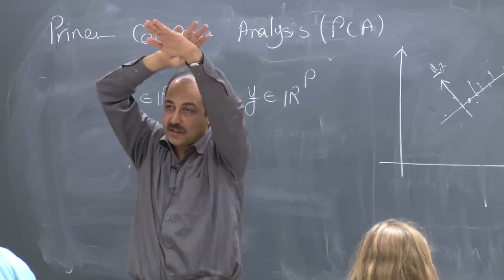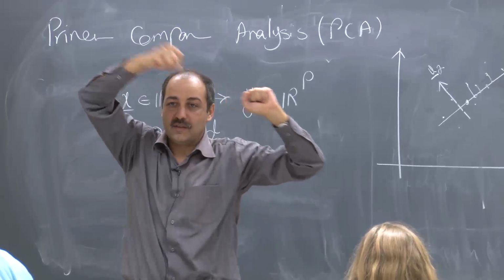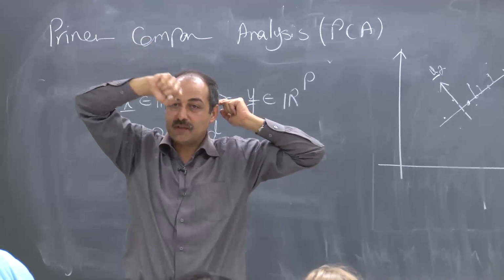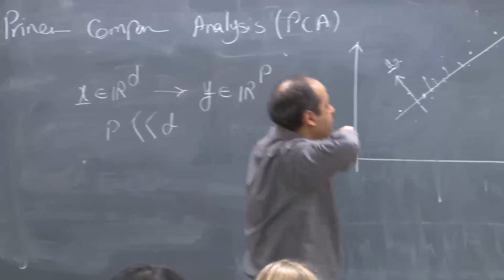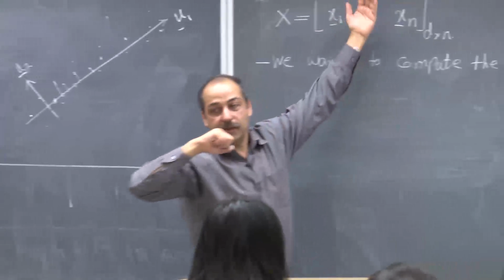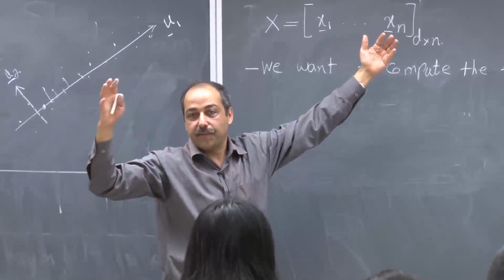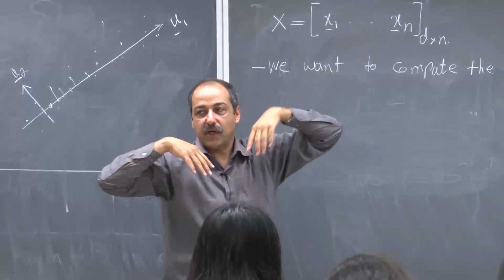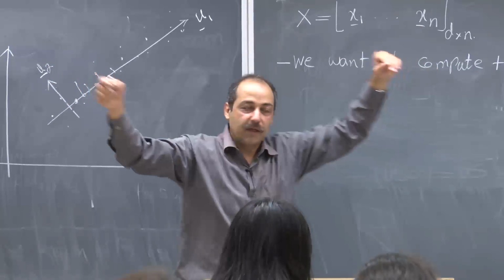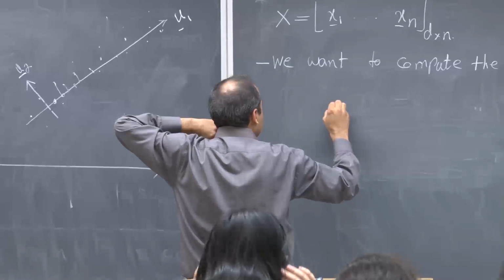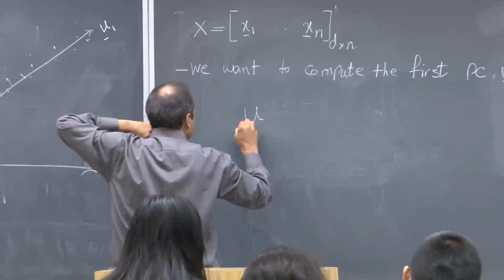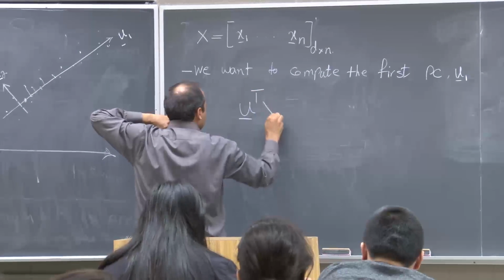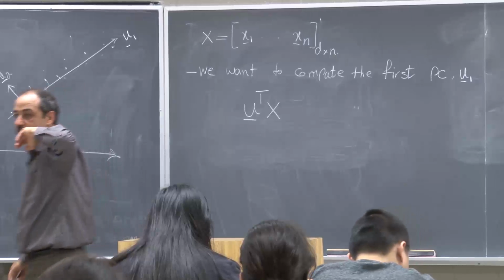Meaning if I project the data on that direction, then it has maximum variation, right? So how can I project my data point on U? U is a vector that is unknown to me for the moment. I'm going to project all of my points to U.